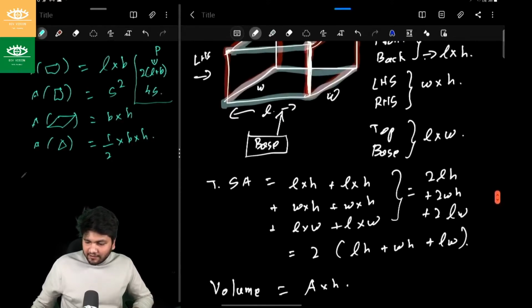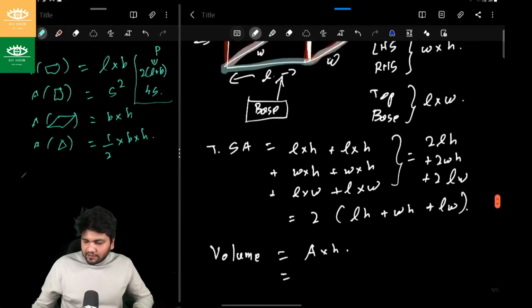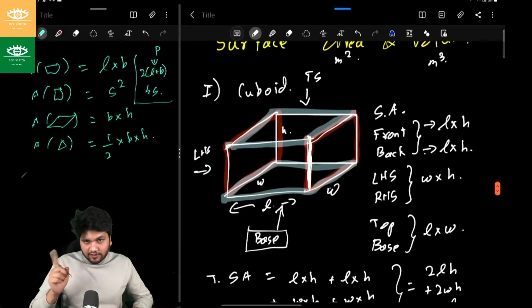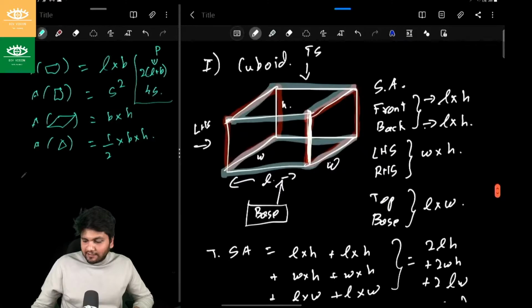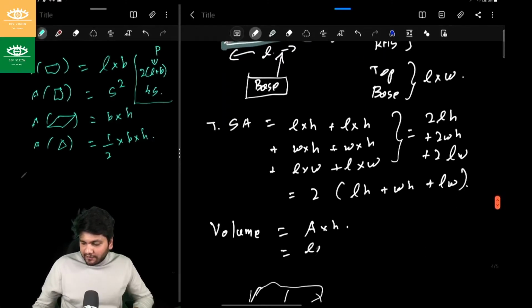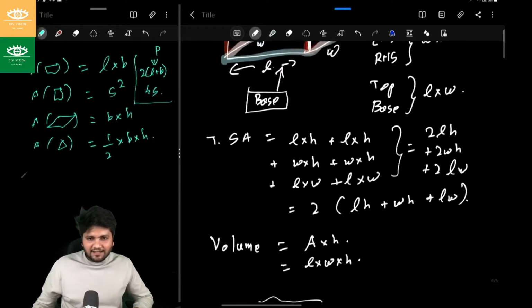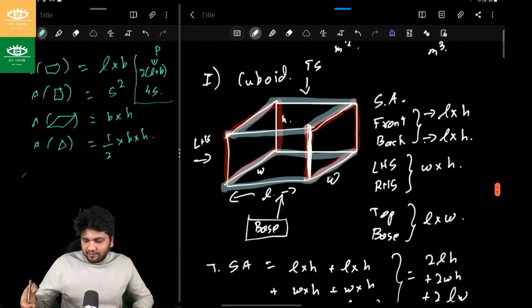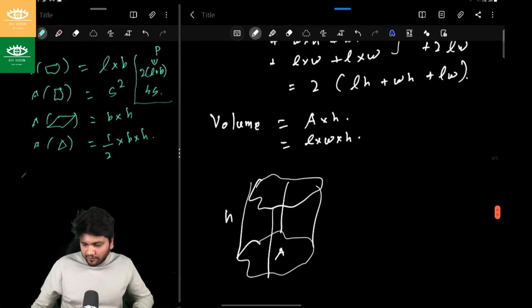So for this thing, volume is going to be what? Area of the base is going to be how much? That's why I told you to concentrate on the base. So base is going to be length into width. So it's going to be length into width into height, or basically just multiply all the three, length, width, height, and you will get the volume. So that is your volume of a cuboid.